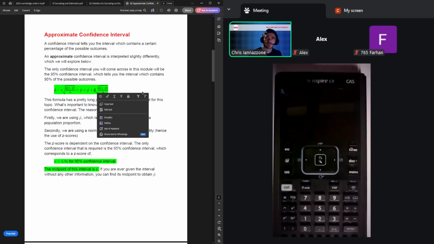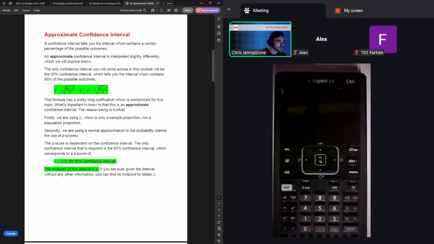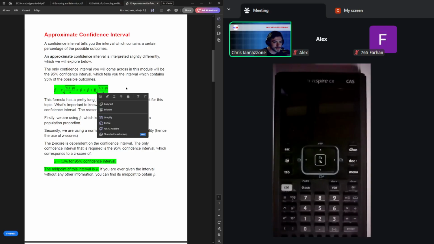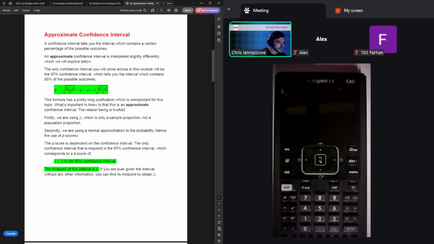Will you get this question in a tech-free? You could get this in a tech-free. So whether you use z equals 2 or z equals 1.96 will be based on whether it's tech-free or tech-active. You already have the p hat, we just calculated it. Z is a given based on tech-free or tech-active, and n is the only unknown left.